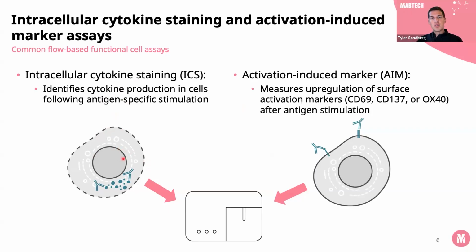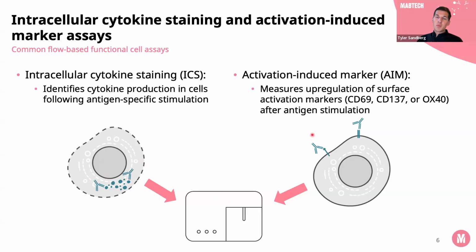But here, you're not allowing the cells to actually secrete those cytokines that are being produced in response to the antigen-specific stimulation. You're blocking this with a Golgi stop, for example, but that also limits the amount of time that you can incubate your cells with the stimuli. Then you're staining for these different cytokines intracellularly and analyzing on a flow cytometer.